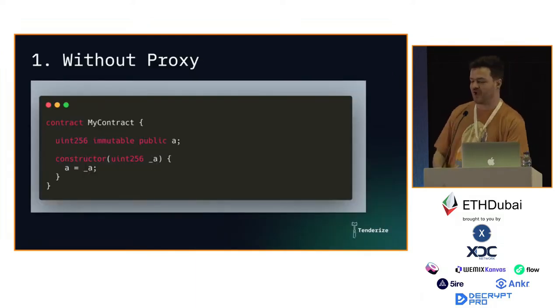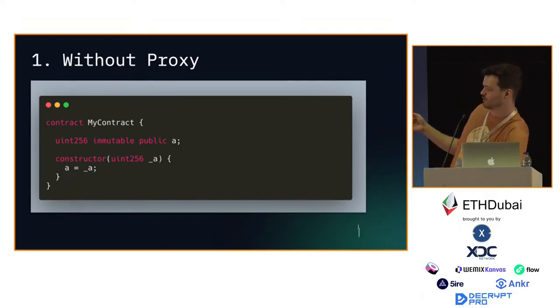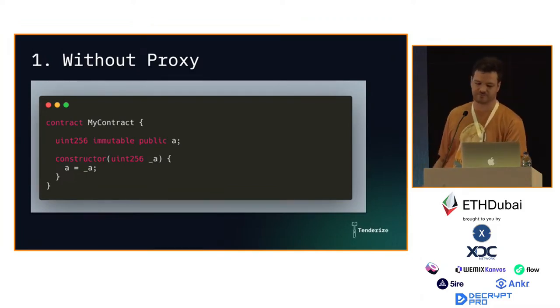So if we just have a regular contract, MyContract, and we want to set an immutable variable, we just do it in the constructor when we deploy the contract. And the variable A will then be filled in the runtime bytecode of the contract.